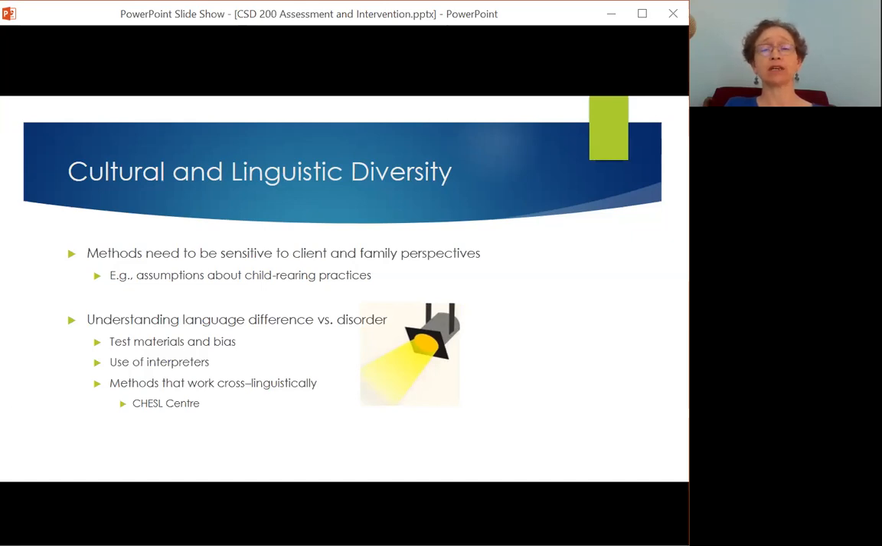So again, if a test is written for a specific majority culture, the images in the test or the knowledge assumptions in the test might be a mismatch with the person you're working with. You need to recognize that ahead of time and realize that instrument is not appropriate to use with this person. If you have a family, for example, where they don't speak the majority language, in our current situation, English, you might need to consider use of interpreters.